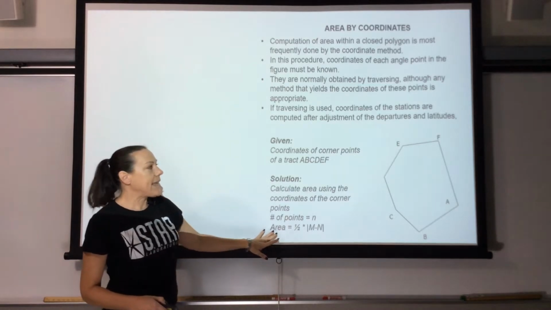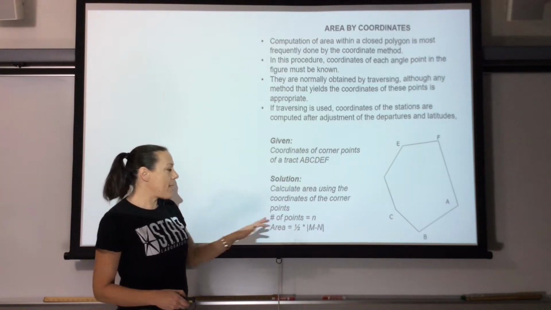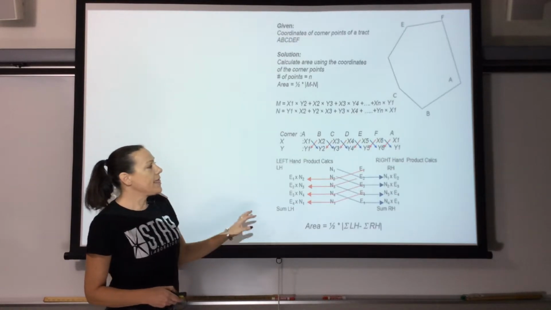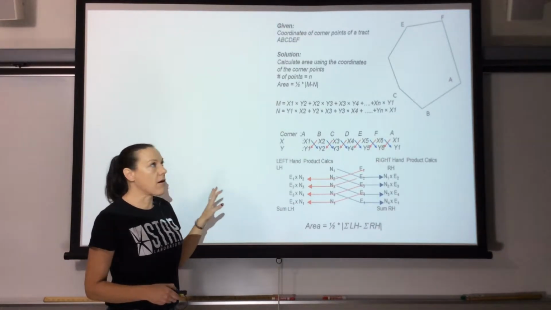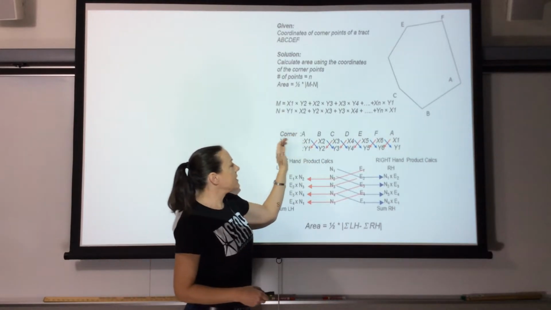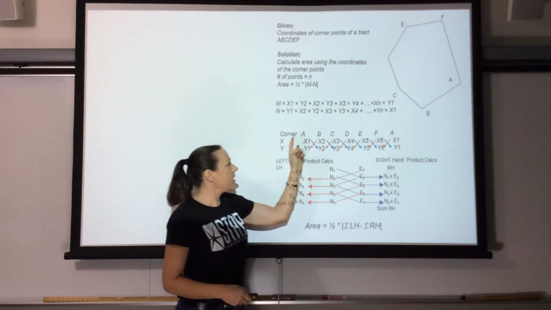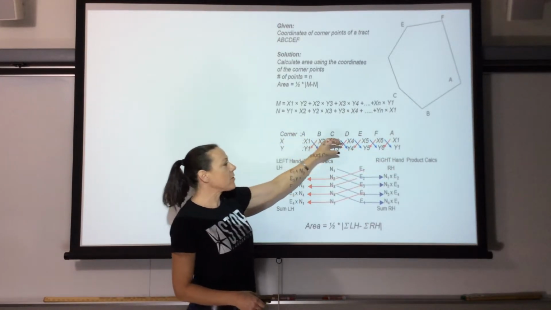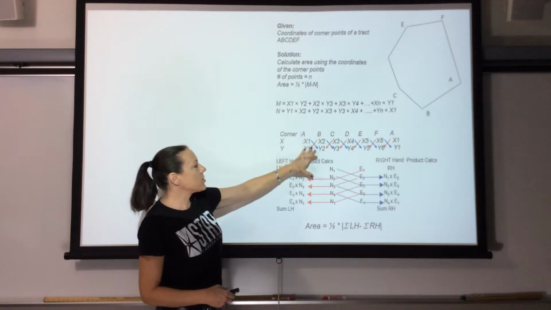Now, basically, the area equals 1/2 of M minus N, meaning your x's and your y's. And if you remember, this is how we looked at it in our basic survey class. So what it's saying is the x, y coordinates, if I write it out, the corners A, B, C, D, E, F back to A, if it's linear form, you'll see it like this.